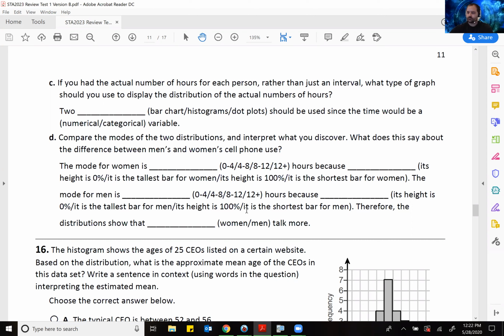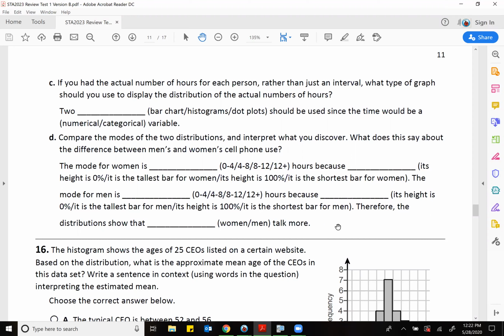Okay. Yes. And then it says the mode for men is blank. 0 to 4. Okay. Because blank, its height is 0%. It's the tallest bar for men. Its height is 100%. It is the shortest bar for men. Tallest bar. Yay. Okay. And then last but not least, therefore, the distribution shows that blank talk more. Women. Yep.